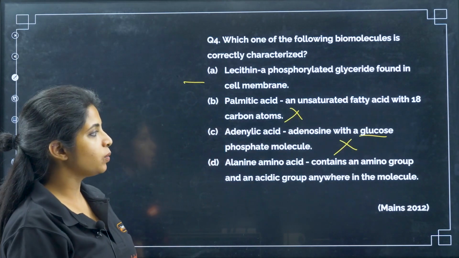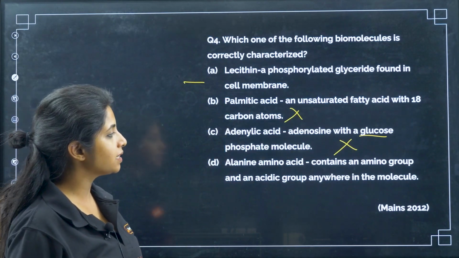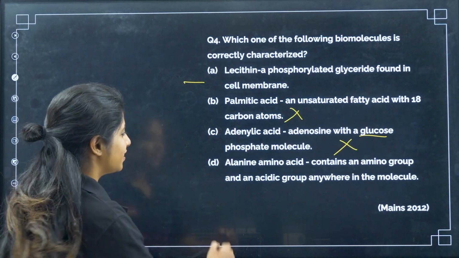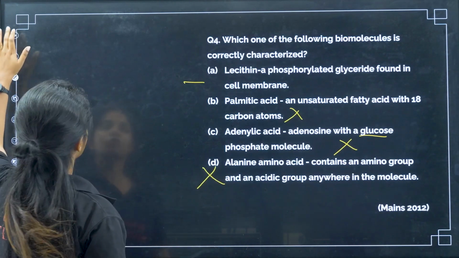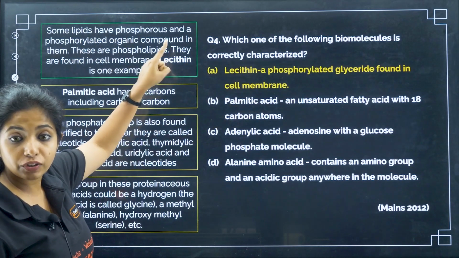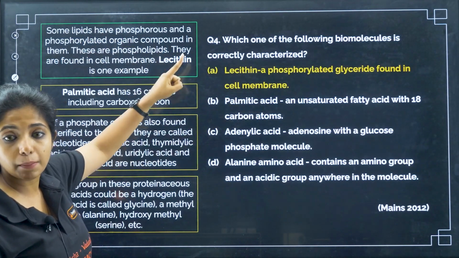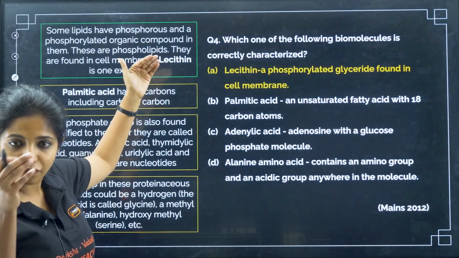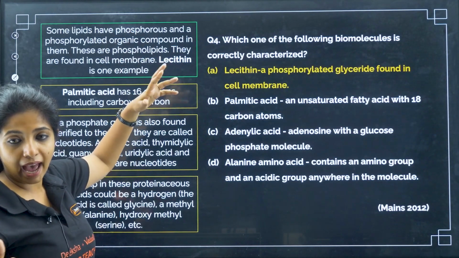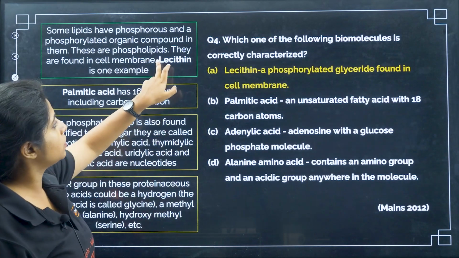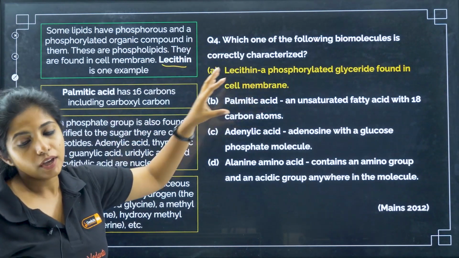Now, alanine amino acid contains an amino group and an acidic group anywhere in the molecule. No, it does not. It would not be containing any groups like that. So your answer is what? This only. Some lipids have phosphorus or a phosphorylated organic compound in them. These are phospholipids. An example of this is lecithin, and lecithin is a part of your cell membrane.